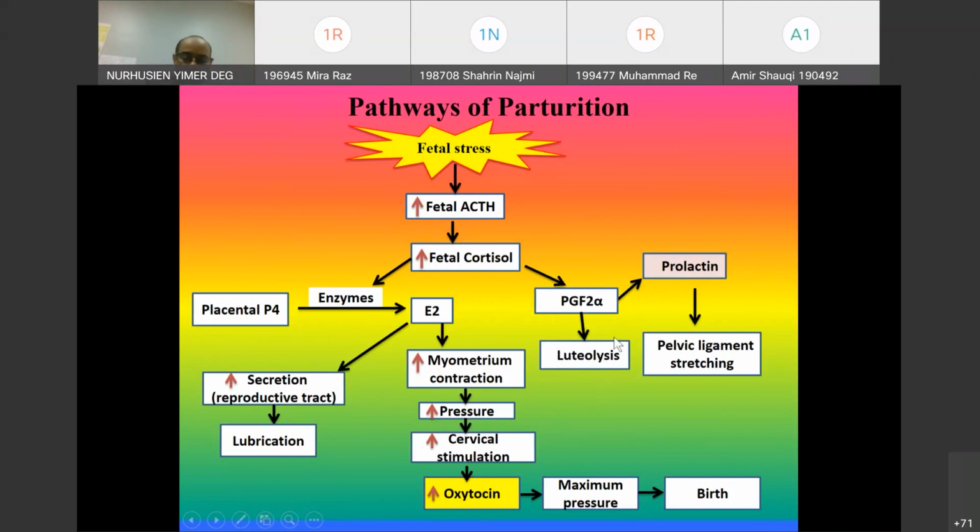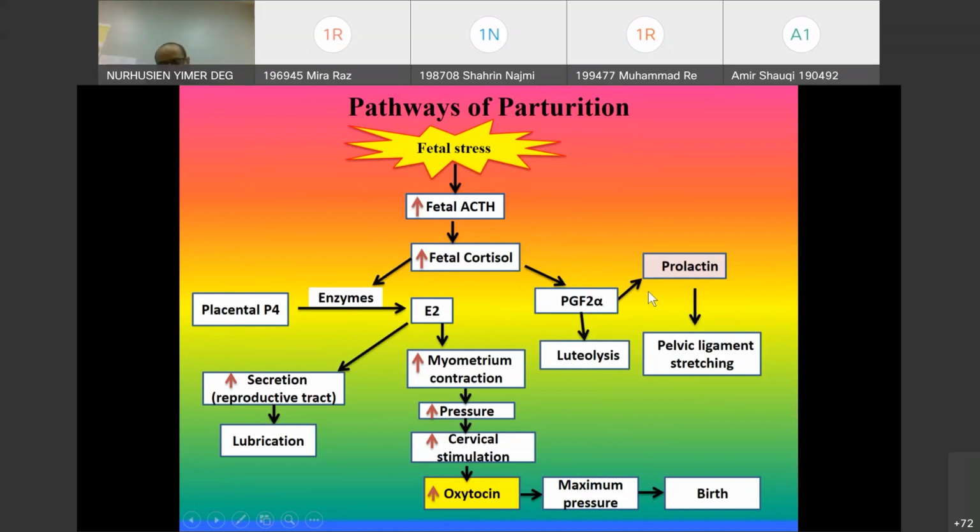So that will terminate the production of the progesterone. On one hand, the existing circulating progesterone will be broken down to estrogen. On the other side, the main source is also being terminated or regressed, meaning that the progesterone supply will be terminated. So that is one of the consequences of having this cortisol in the circulation.